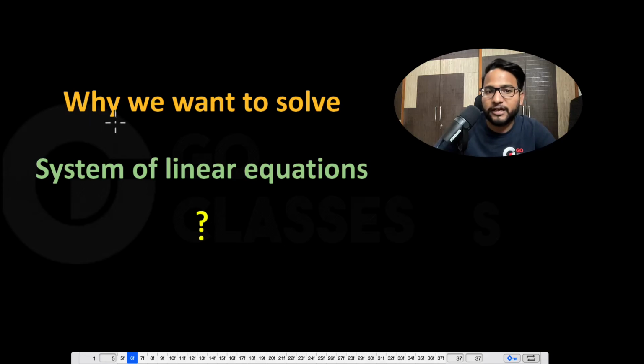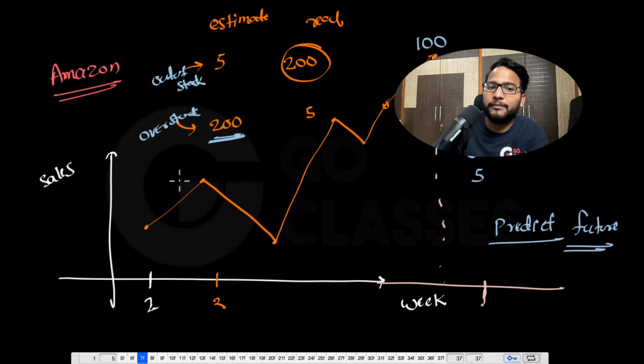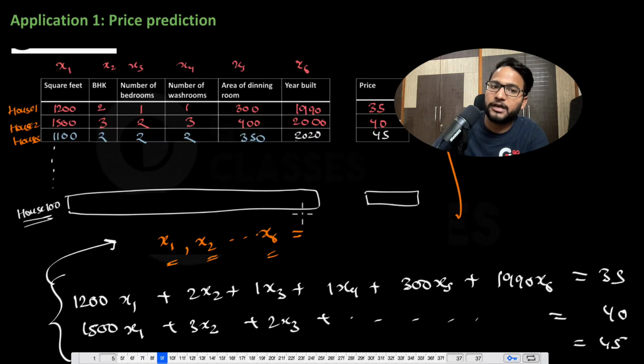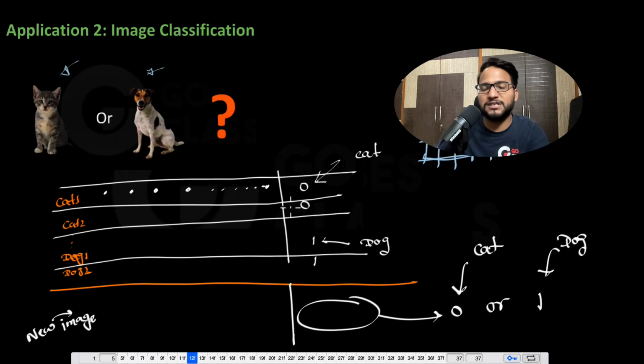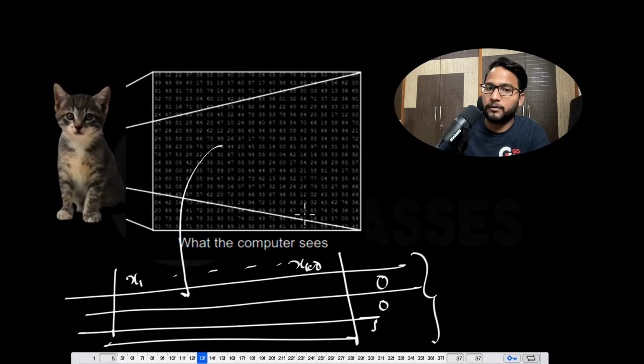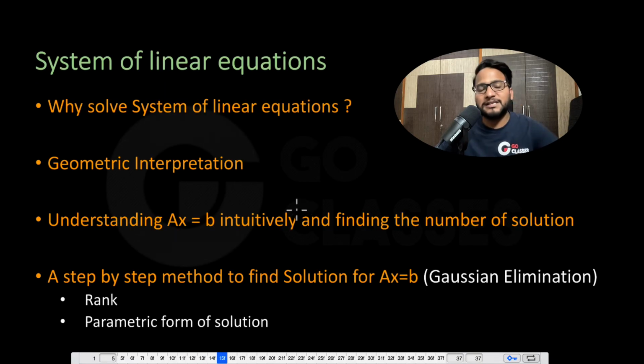Now we have seen why we want to solve a system of linear equations. The answer is that there are many applications in machine learning, right? That is why we want to solve systems of linear equations, because it can solve real-world problems. Now let's see what else we need to study in this particular topic.